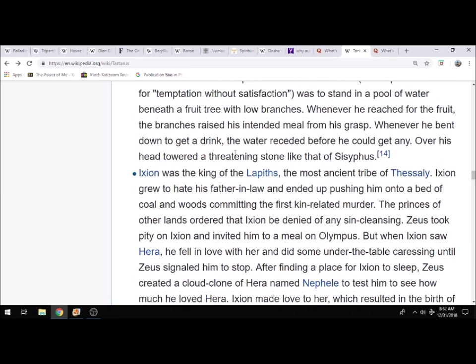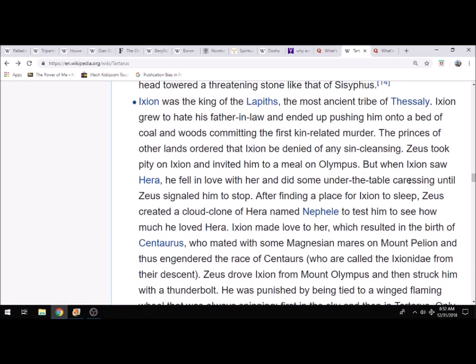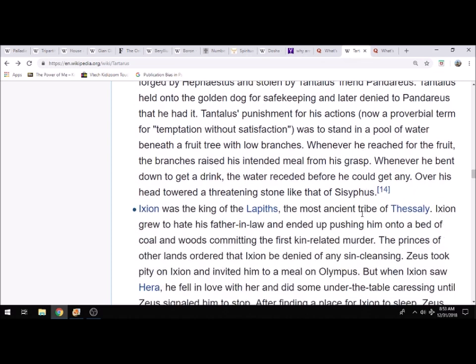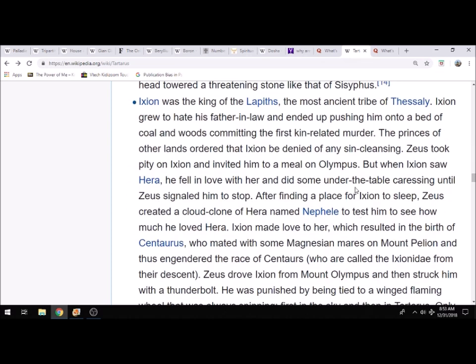Alright, so this is a new story. Ixion. Many new machines on Ix. Dune reference there, sorry guys. Ixion was the king of the Lapiths, the most ancient tribe of Thessaly. Ixion grew to hate his father-in-law and ended up pushing him into a bed of coal and woods, committing the first kin-related murder. See, they should put this stuff in some sort of chronological order, because that's confusing, considering Tantalus here just killed his kid and served him to the gods, you know.